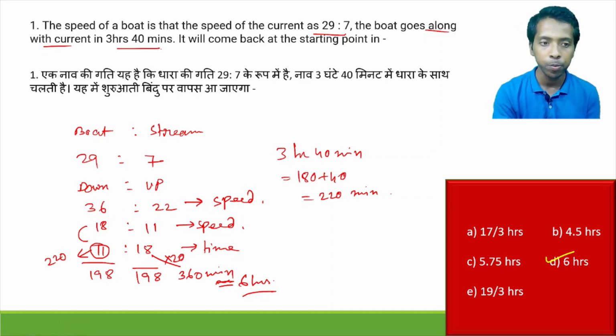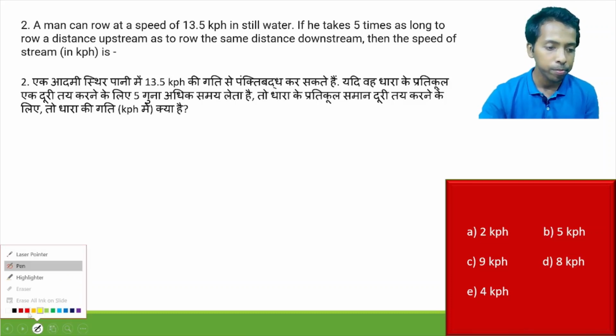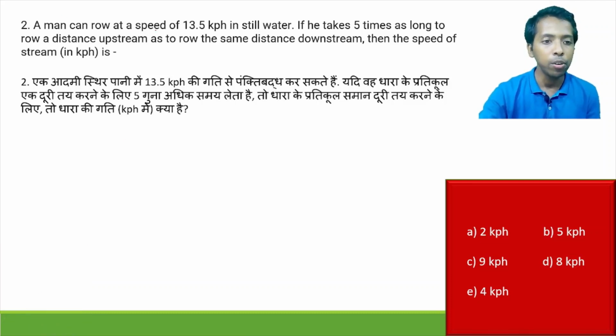Right? Understood? Moving to the second one. Here's the second one. A man can row at a speed of 13.5 km per hour in still water. So this is the boat speed. This is 13.5 km per hour.